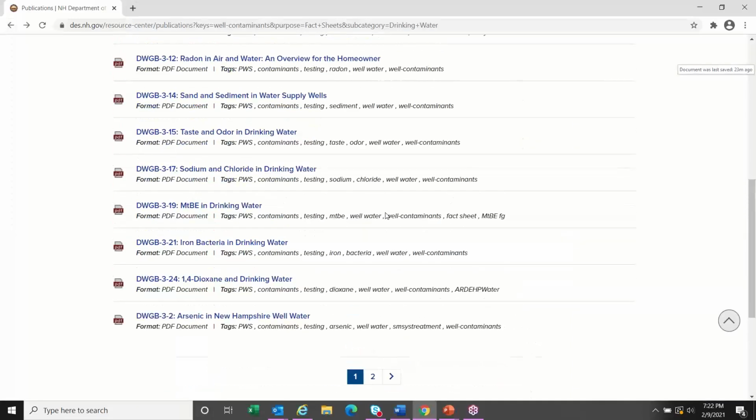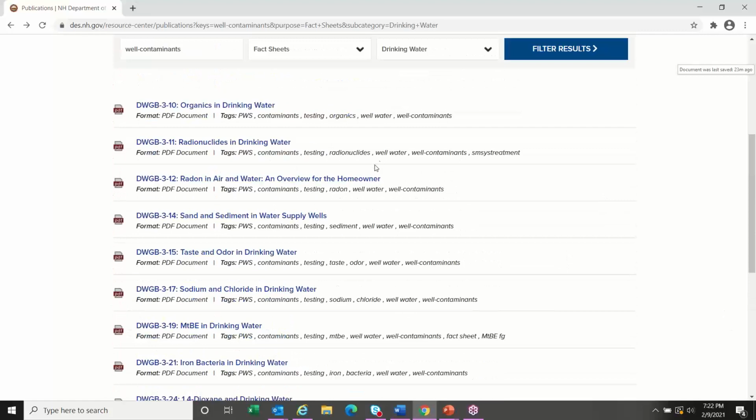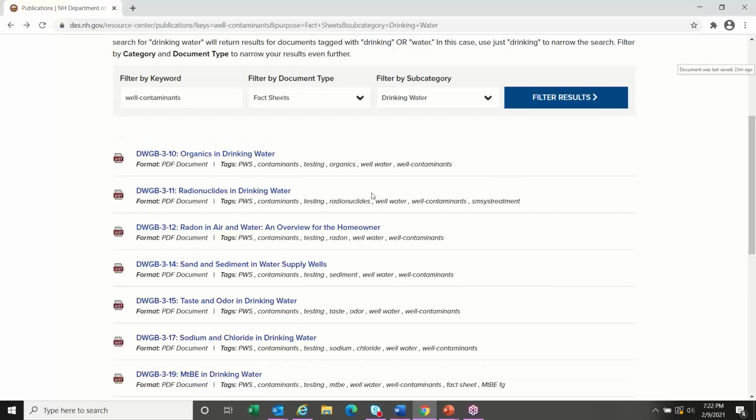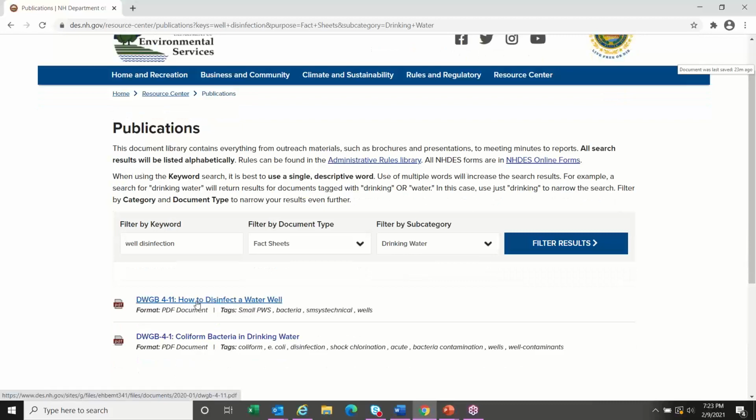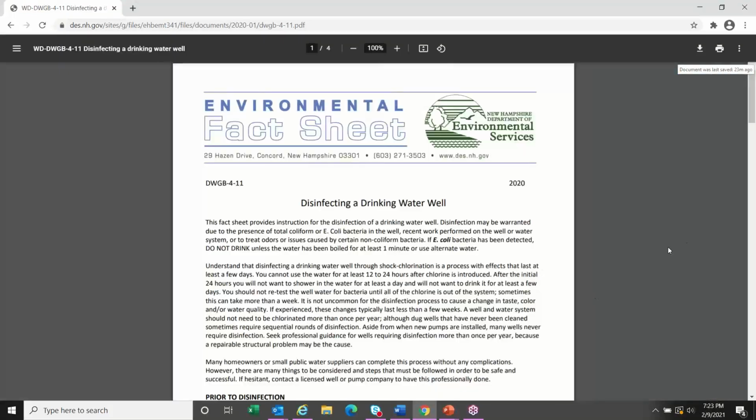Now, this list here, there's a couple pages worth. These are just some of the common fact sheets for wells, but if you don't find a fact sheet on the topic you're looking for, you can just search for it, because DES has dozens and dozens of these fact sheets. So for example, if you go up to the search window here, if I'm interested in disinfecting my well, I'll just type in well disinfection, filter the results, and it brings up a fact sheet on how to disinfect a water well.